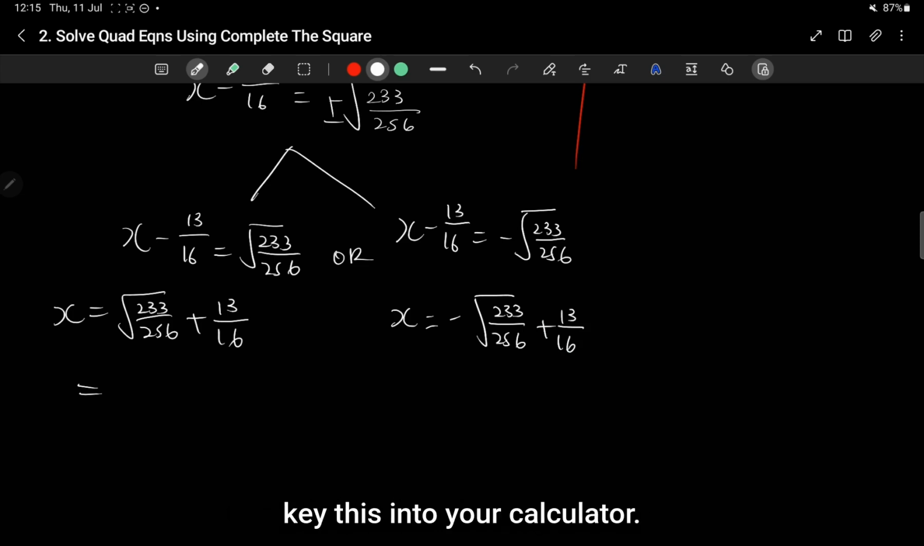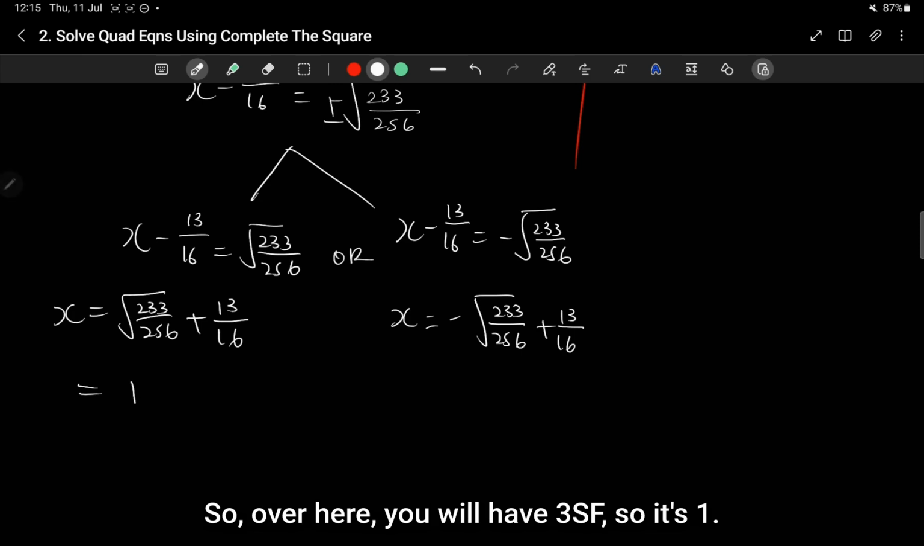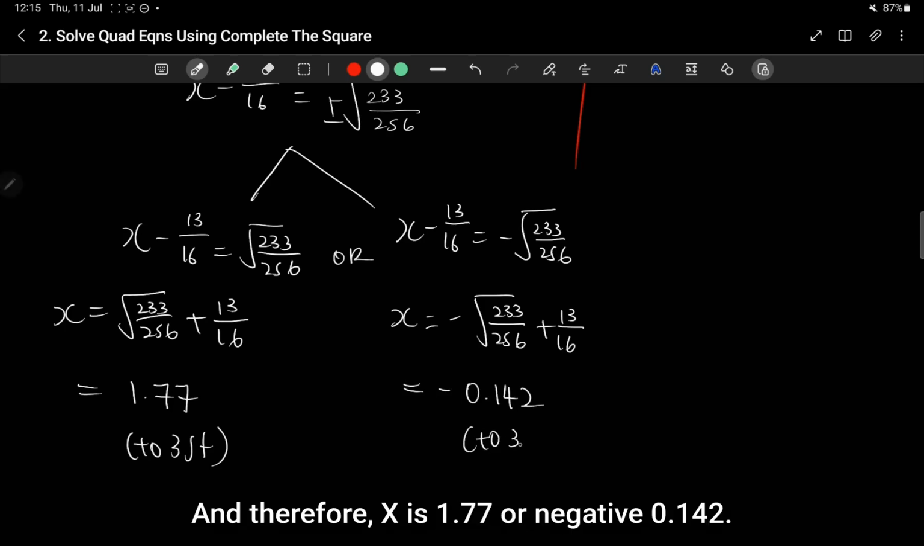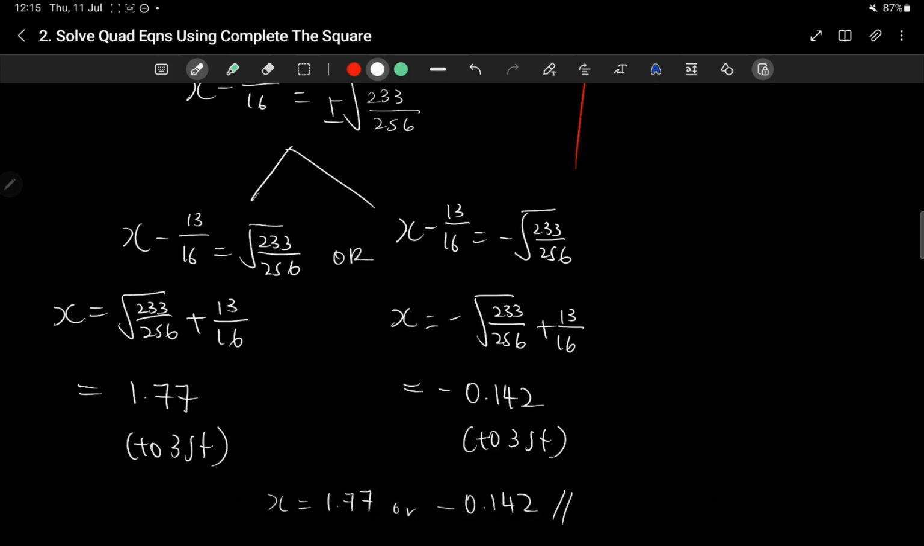So right now, you just need to key this into your calculator, and then you will have your answers. So over here, you will have 3 SF, so it's 1.77 to 3 SF. And on the other hand, you key the same thing into your calculator exactly as you see it, and you will have negative 0.142 to 3 SF. And therefore, x is 1.77 or negative 0.142.